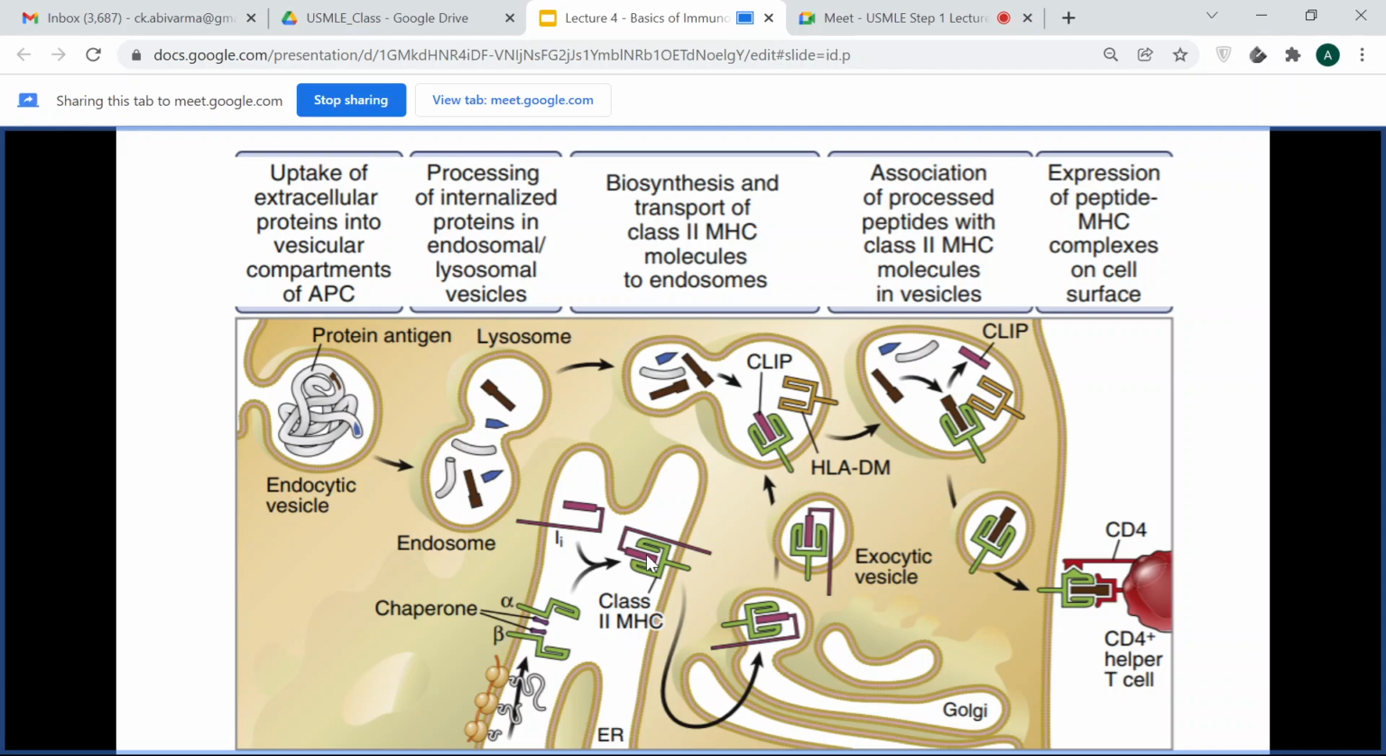placeholder, because usually at this location where the alpha and beta meet together, this is where we are supposed to present the peptide to the outside environment. But imagine in an endoplasmic reticulum there are going to be numerous proteins and numerous peptides floating around. So if this area was left open, it would just bind any one of those peptides, and it wouldn't be accurate. It wouldn't be exactly the microbial peptide, it would just be something that was floating here. So that's why we have this kind of placeholder. It's called the invariant chain.